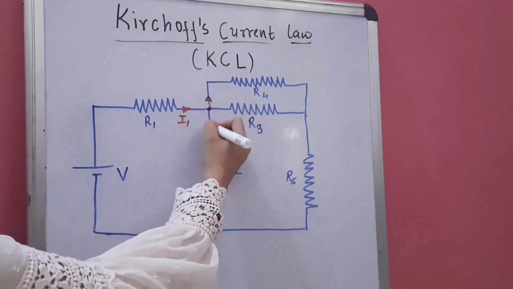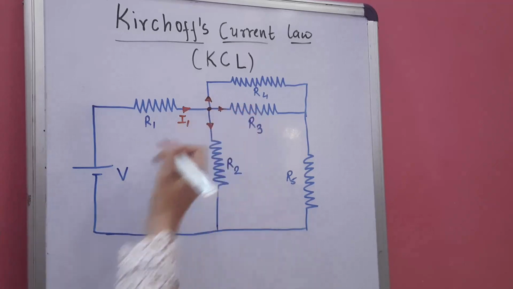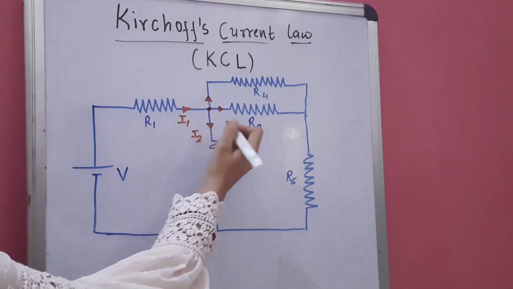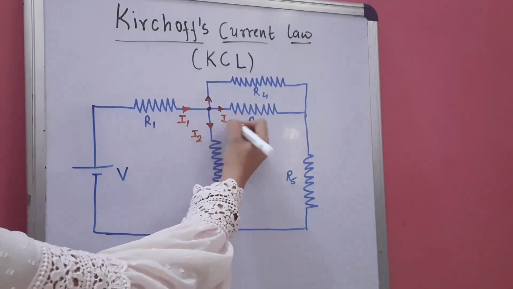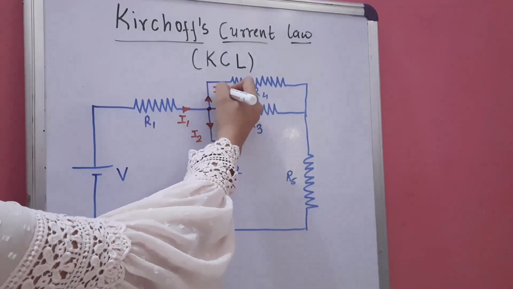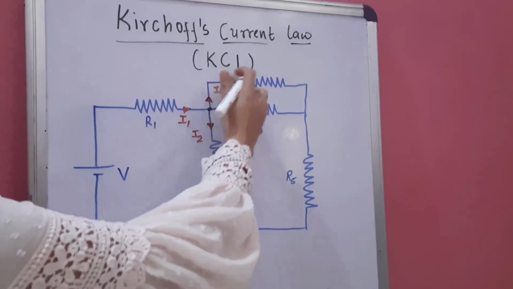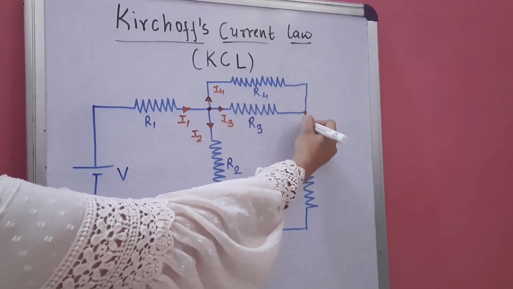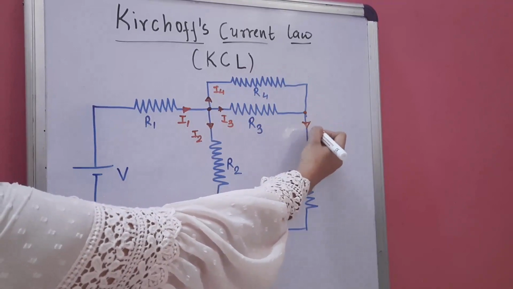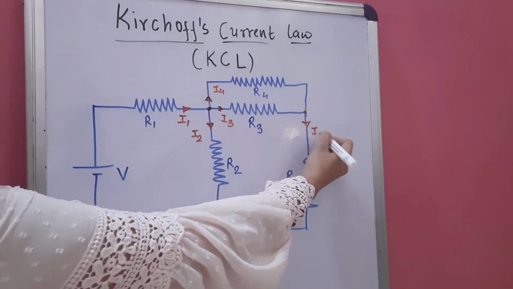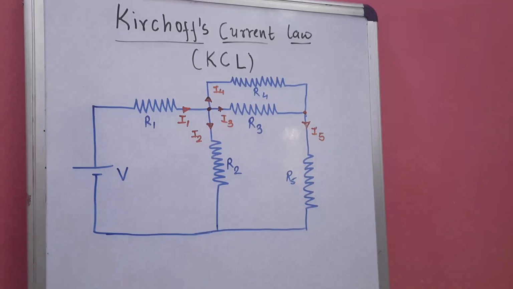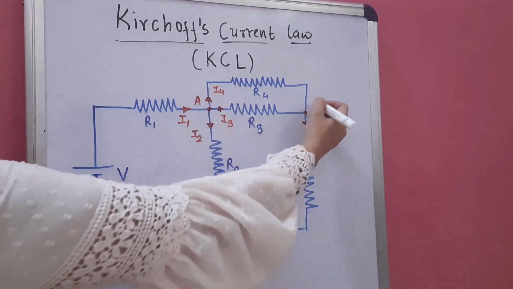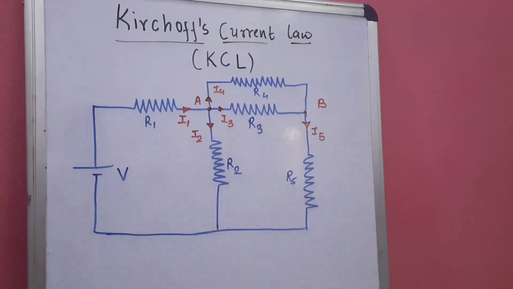Now this current will divide into 3 parts. So here suppose current I2 is there, and I3 over here, and here I4. Now this I4 and I3 will sum up at this particular junction, and you can get here suppose I5. So this junction name is suppose A and this junction name is suppose B.